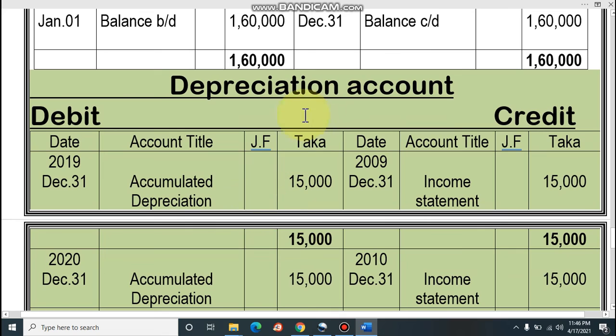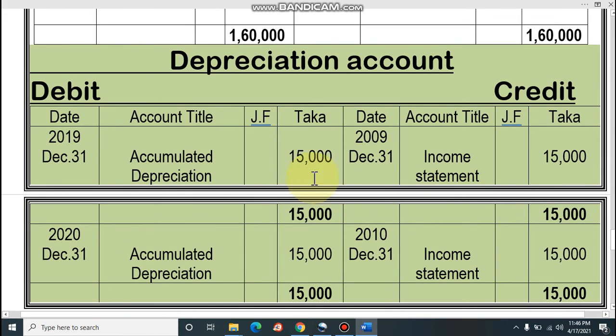So look, depreciation account, opposite account accumulated depreciation account on the debit side, and income statement on the credit side. So balance is 0. Debit side 15,000, credit side 15,000. There is no balance CD here.